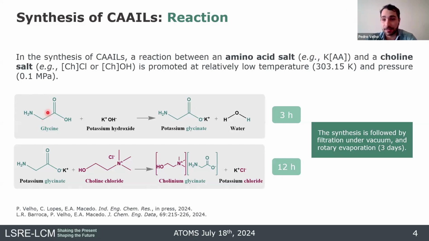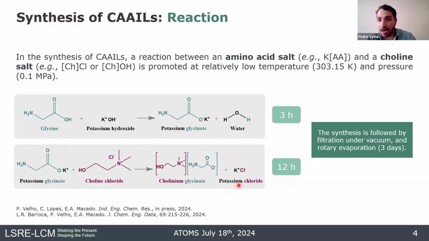In the first step of the reaction, we start with the amino acid. In this case, it's glycine that is shown here. We react the amino acid with potassium hydroxide until we obtain the amino acid salt and water. This takes about 3 hours, which is, I would say, a rather fast reaction. Afterwards, in the second step, which takes approximately 12 hours, we react the amino acid salt with choline chloride to obtain the ionic liquid and potassium chloride.